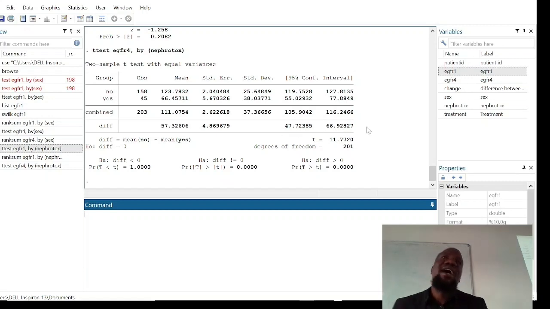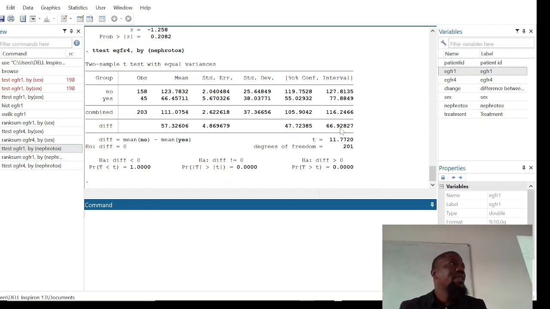I also told you why the confidence interval is the better parameter to use to determine whether there was a statistically significant difference. And this is because it also tells you the magnitude of the difference. The difference between those that had nephrotoxicity and those that did not have nephrotoxicity would range from a minimum of 47, 48 to as much as 67. That's how different the estimated glomerular filtration rates would be.